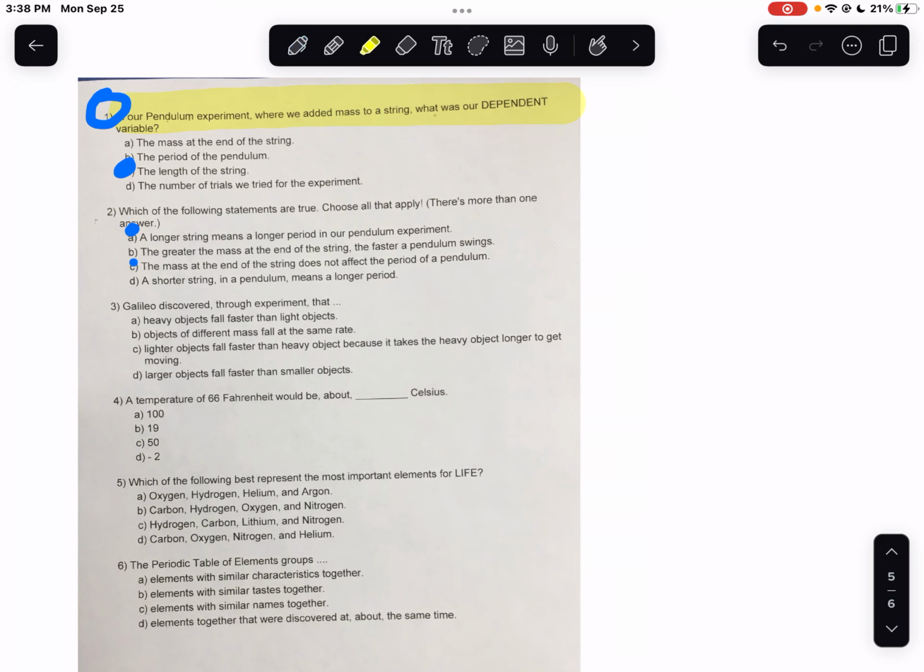The next one that we had, Galileo discovered through experiment that heavy objects fall faster than light objects? No, of course not. Objects of different mass fall at the same rate.